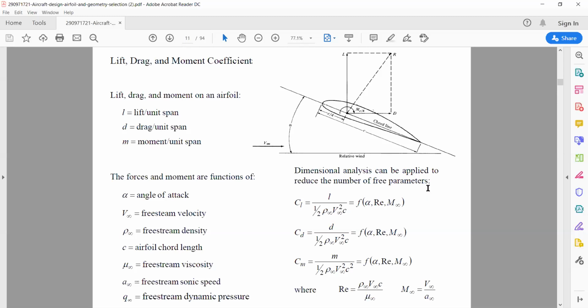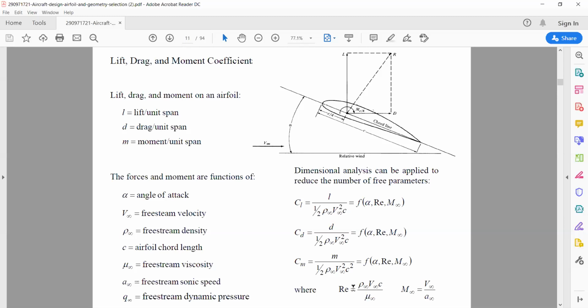Okay. M infinity is the free stream Mach number. What is this free stream Mach number? Mach number is nothing but the speed of an aircraft, or the speed of an object, relative to the speed of sound. This is V infinity by A infinity, where A infinity is the speed of sound. We are taking an aircraft as the object, and that is called the free stream Mach number.